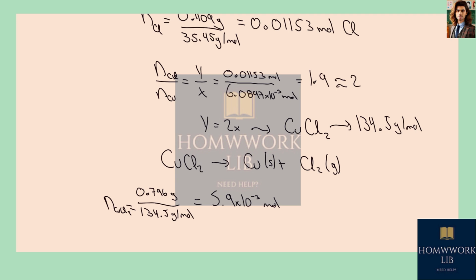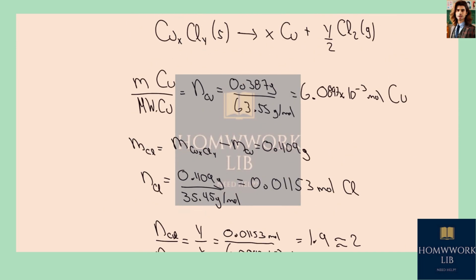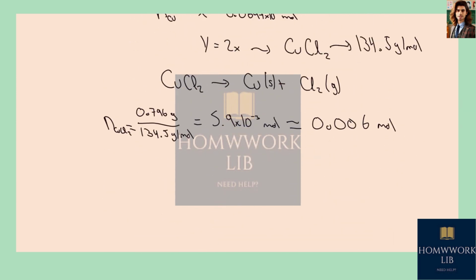Over here, we're asked to only keep 3 decimal places, so this would be approximately equal to 0.006 mole. And if we round up the result that we got over here, this would be the same thing, 0.006 mole, just to keep 3 decimal places. So that means that the molecular formula is CuCl2.